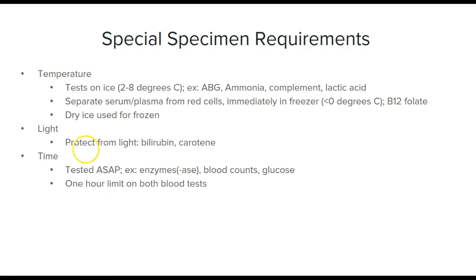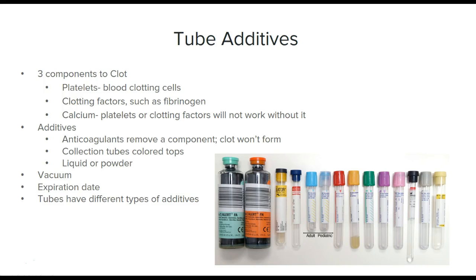The time: the ones that are ASAP need to be done right away. Enzymes, those end in ASE, blood counts, and glucose, because these can break down. We have a 1 hour limit on most tests in the lab in chemistry and hematology. From the time that we get it until the time that the results are released, we have an hour.